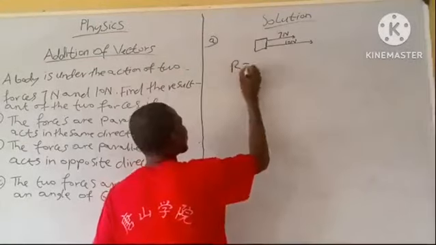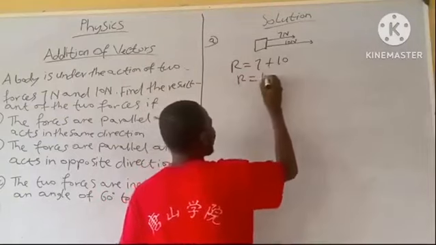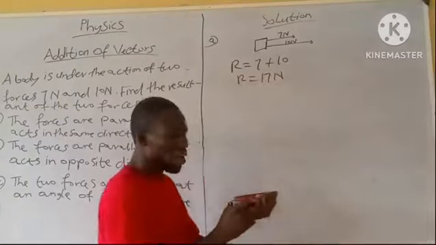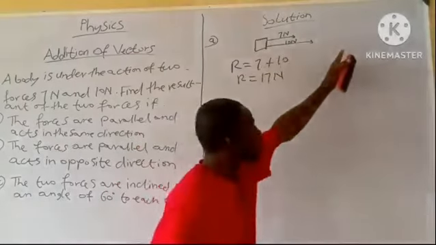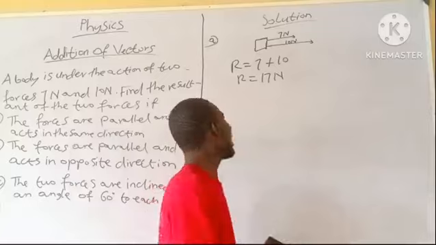So our resultant is equal to 7 plus 10. So our resultant is 17 Newton. Now what is the direction? The direction is towards the side where they are moving.